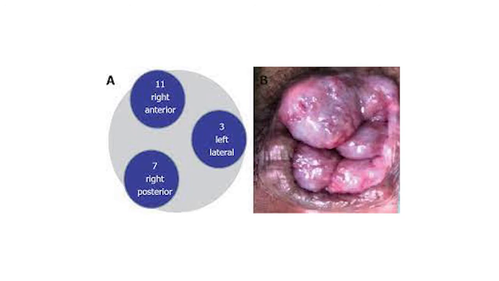At the 3 o'clock position, there is the left lateral rectal vein. At the 7 o'clock position, the right posterior rectal vein, and at the 11 o'clock position, there is a right anterior rectal vein. Here is a typical picture of the external hemorrhoids.